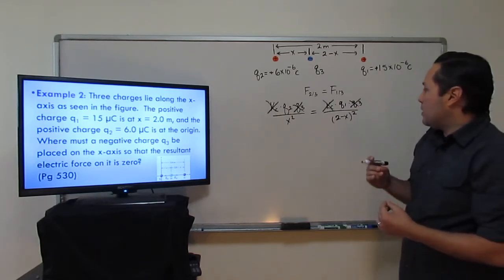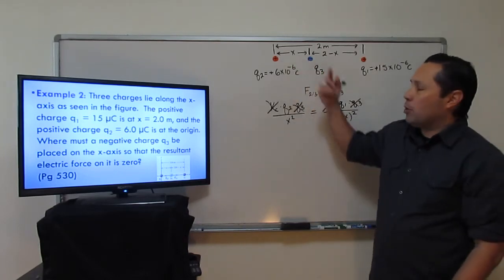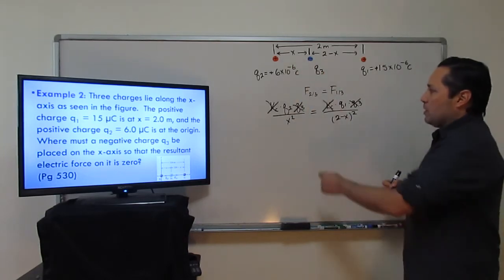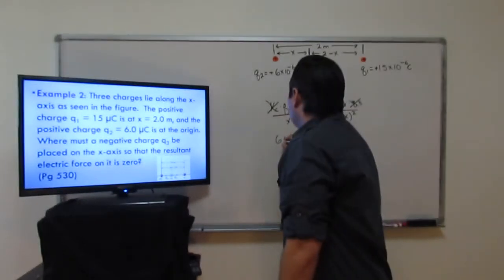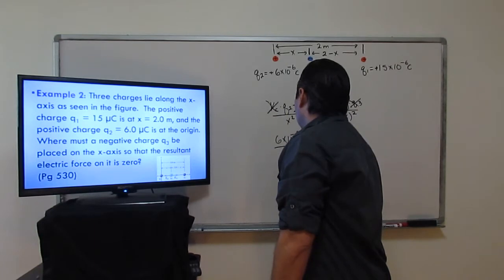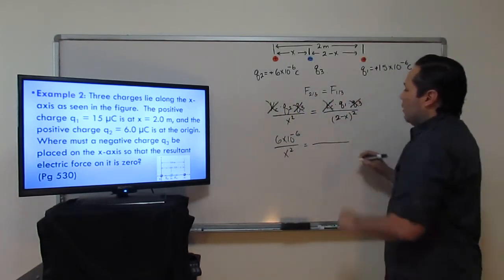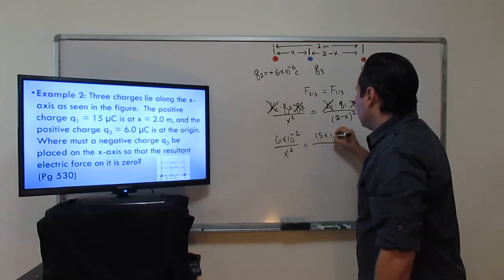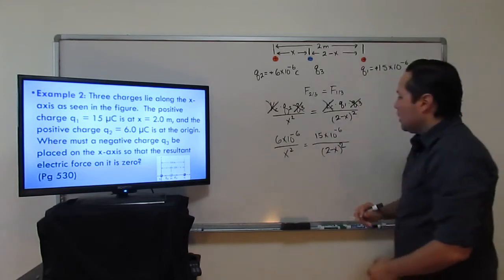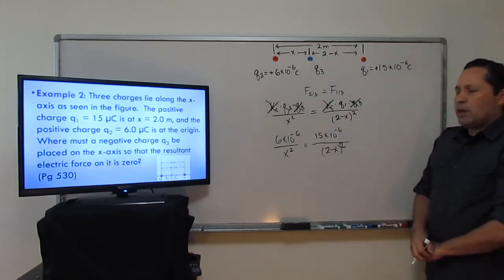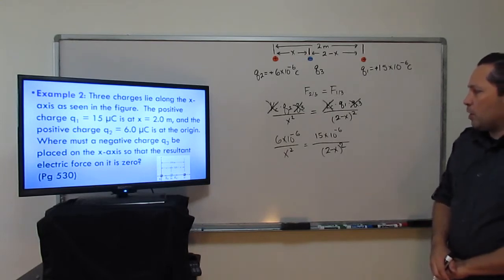Alright, we can start plugging in values, and again our goal is to solve for x. How far from the origin is Q3? So let's plug in the values for Q2. That's going to be 6 times 10 to the negative 6 over x squared is equal to, over here we have 15 times 10 to the negative 6 over 2 minus x squared. Alright, so at this point we're going to do a little bit of cross multiplication and just begin to simplify this problem a little bit.